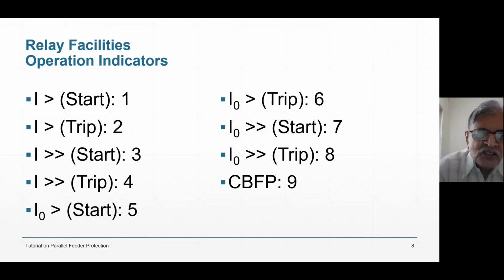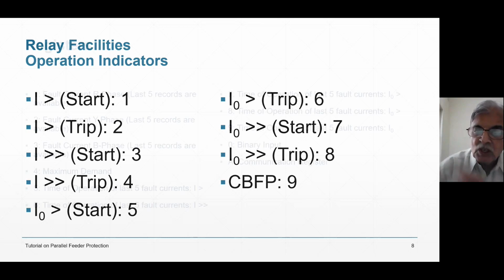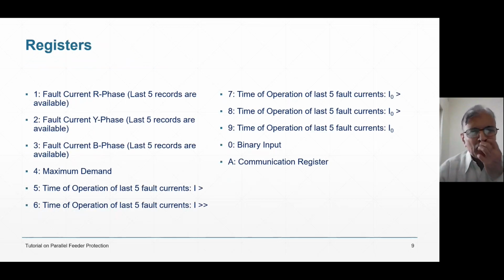Similarly, I double greater start 3, I double greater trip 4, I0 greater start 5, I0 greater trip 6, I0 double greater start 7, I0 double greater trip 8. And if the circuit breaker fails, then number 9 will come. So these operation indicators will let you know what has happened in the relay. Then there are registers.